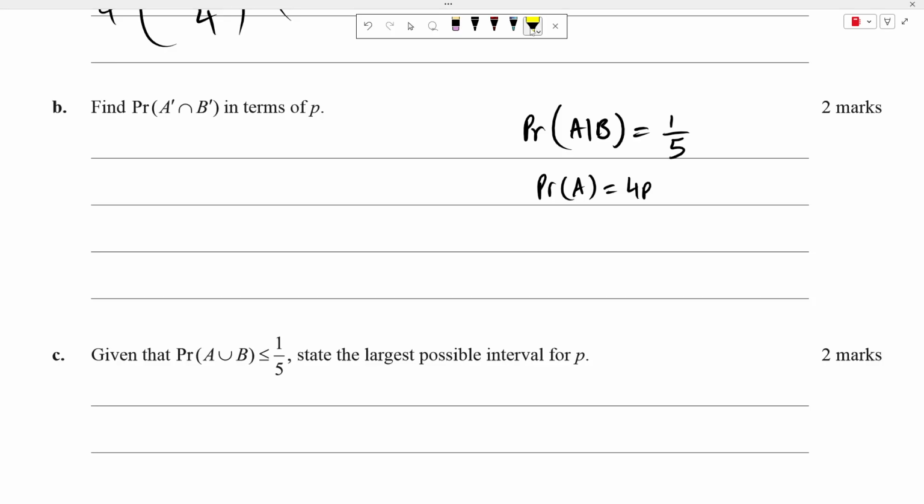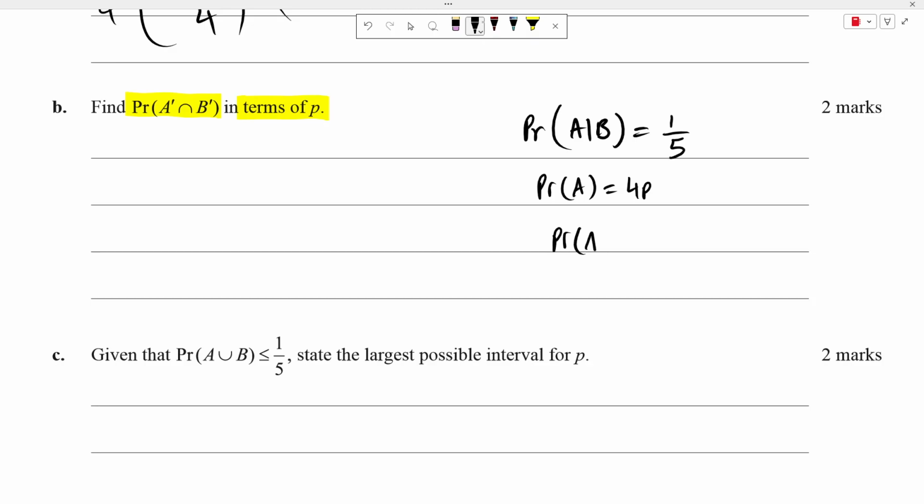Hey everyone, welcome back to the Methods 2017 Exam 1, and this video is going to be focusing on question 8b. Now this one tells us to find the probability of A complement intersection B complement in terms of P. The first thing I've done is write down some information from the previous question, such as the probability of A given B is 1 over 5 and the probability of A is equal to 4p. These are both things that were either told in the previous question or we found out in the previous question.